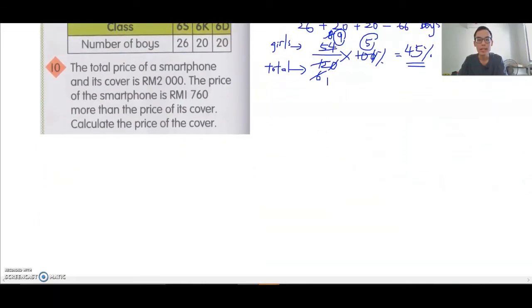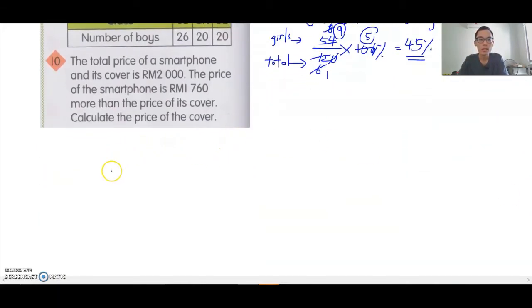Okay, question 10. The total price of a smartphone and its cover is 2,000. Phone plus cover is 2,000. The price of the smartphone is 1,760 ringgit more than the price of its cover. So the phone is more expensive. How much more? 1,760 ringgit more than the cover. Find the price of the cover.